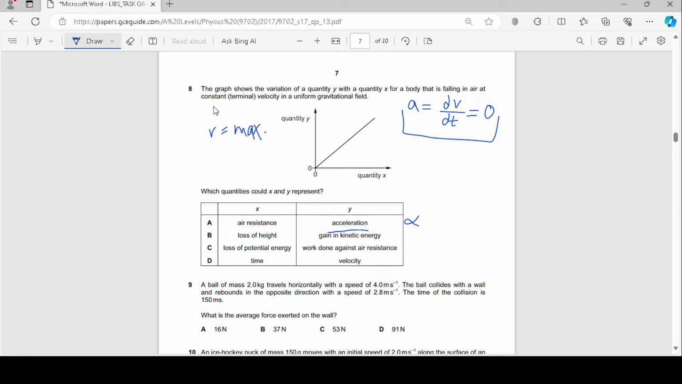As for option B, you have loss of height on the x-axis and gain in kinetic energy on the y-axis. Again, this is wrong, because gain in kinetic energy would imply that your speed is increasing, or the velocity is increasing, but then again we have constant terminal velocity, which means your velocity is constant. It's the maximum value. So B is also wrong.